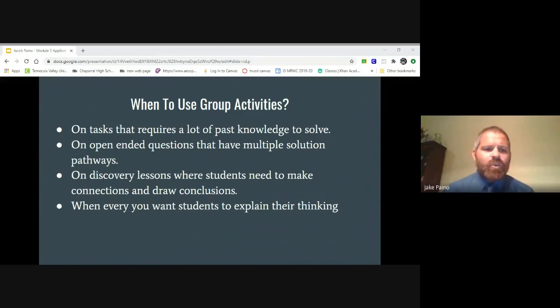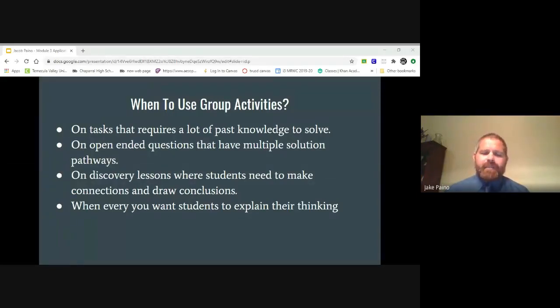When I provide open-ended questions that have multiple solution pathways, working in groups allows creativity and discussion. People see things differently and they can open up other ideas for students. Also on discovery lessons where students need to make connections and draw conclusions. If the task is designed for the kid to discover new math by making connections or recognizing patterns, working in a group allows them to discuss and problem solve and make connections to their prior math together.